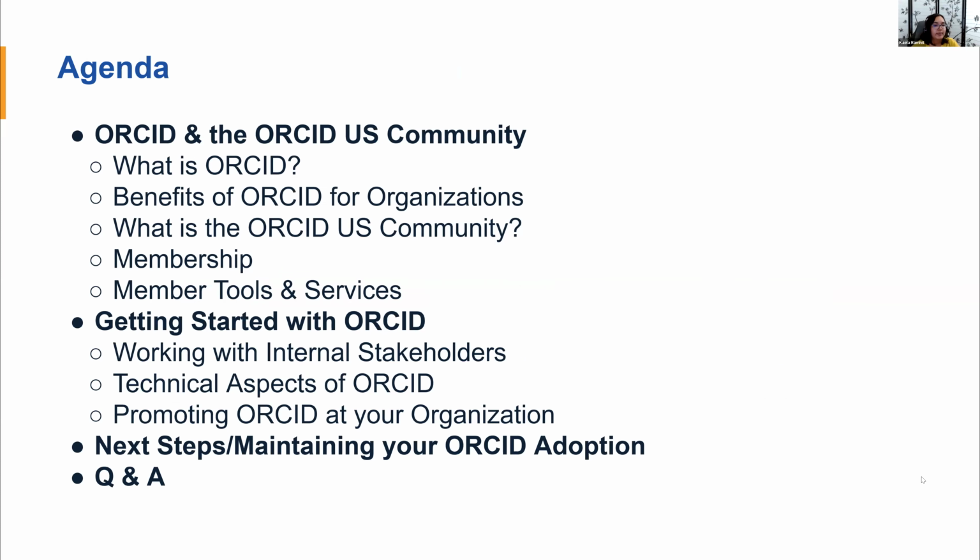Next slide. So I'll go over our agenda for today. We'll start by talking about ORCID, what is ORCID, how it can benefit organizations, and then go into what the ORCID US community is, about membership and the different tools and services that are available to members as part of the ORCID US community. Then we'll get into really how to get started with ORCID. So how to work with internal stakeholders, about the technical aspects of ORCID, and how to promote ORCID at your organization. Then we'll have some information about next steps and how to maintain ORCID adoption at your organization. And lastly, we'll have some time at the end for a Q&A session.